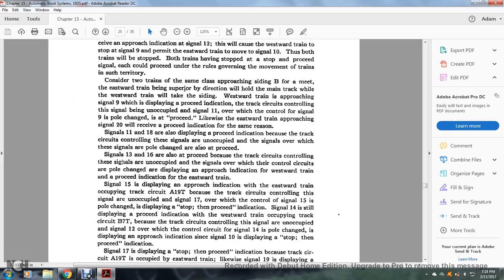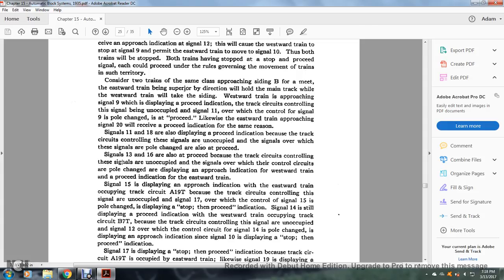Consider two trains of the same class approaching siding B, with the eastward train being the superior in the direction, which will hold the main track, while the westward train will take the siding westward. Trains approaching with the signal 9 will display a preceding indication, the track circuits controlling the signal being unoccupied. The signal 11, over which the control of the signal with the 9 pole is changed with the preceding.